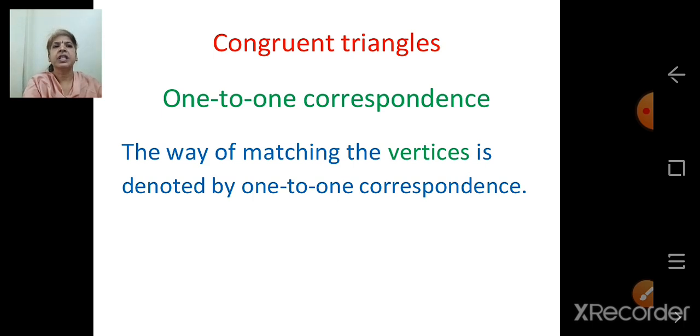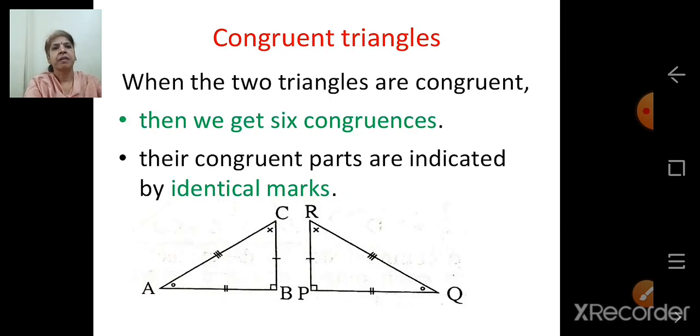We have also studied about congruent triangles. For congruent triangles, we also have to first understand about one-to-one correspondence. Now what is one-to-one correspondence? It is the way of matching the vertices. It is denoted by one-to-one correspondence. So when we show the two triangles are congruent, we also have to match their vertices.